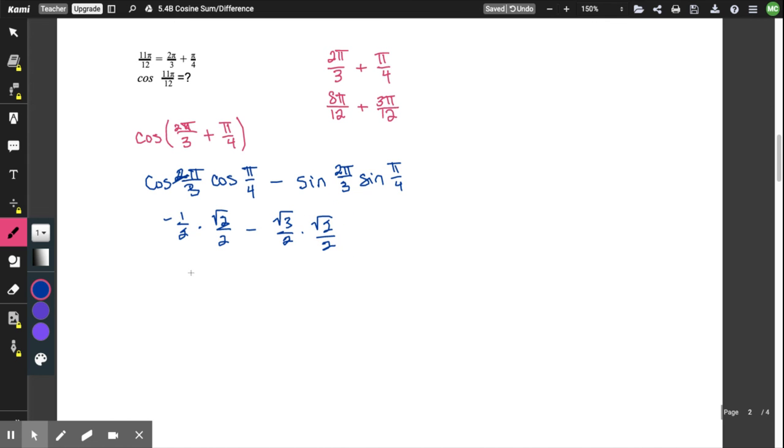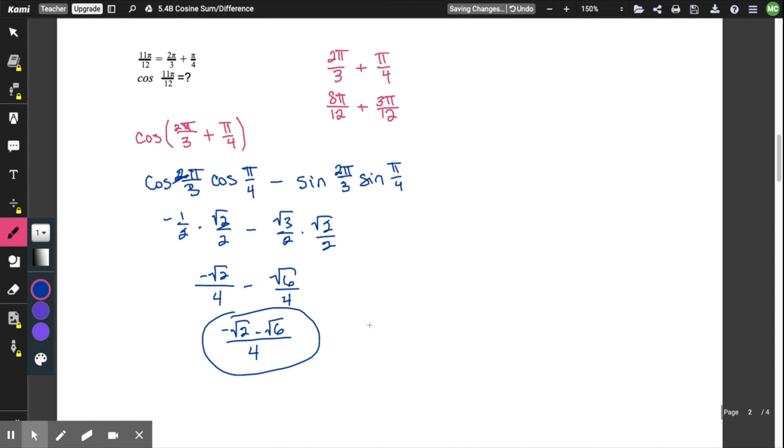So now it's just multiplying and adding. So when I multiply those first two fractions together, I get negative root 2 over 4. And minus, multiply the second two fractions together, so that would be root 6 over 4. And then I just need to combine the fractions. They already have the same denominator, so I can just put together the numerators. So that would be a negative root 2 minus root 6 over 4. And that would be the exact value there.